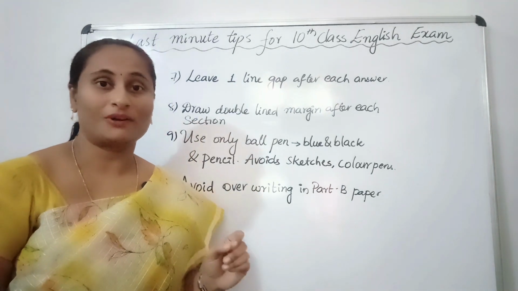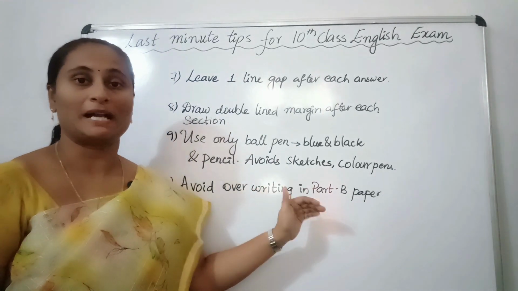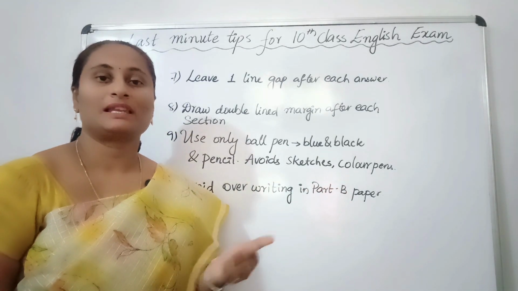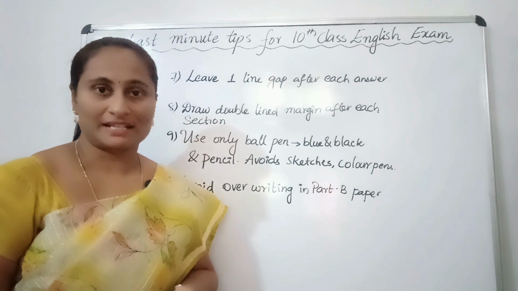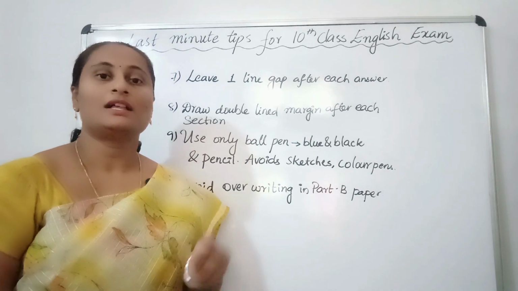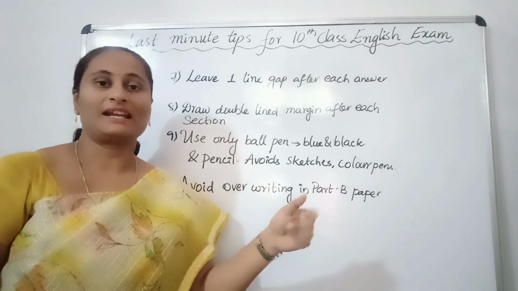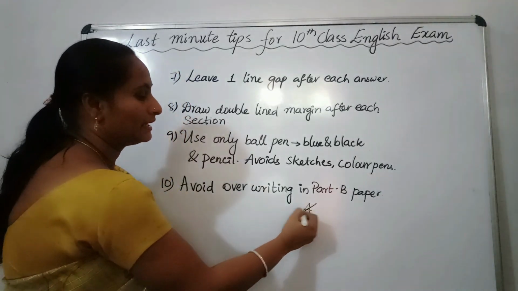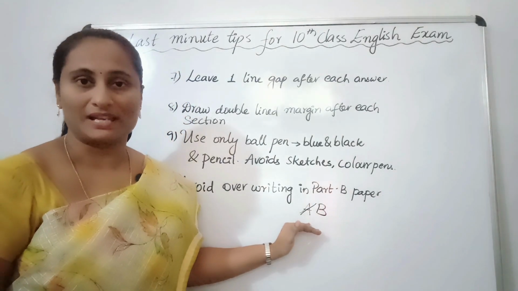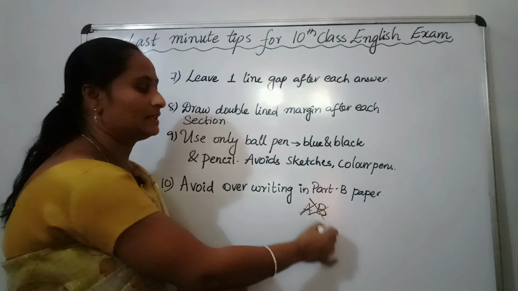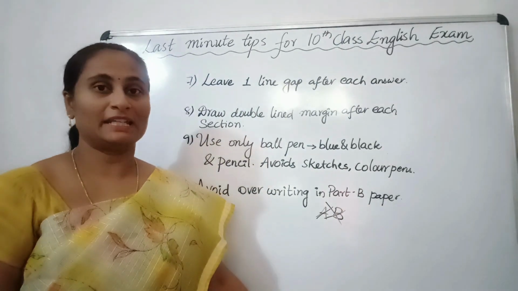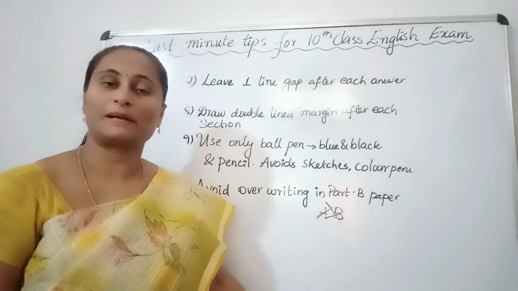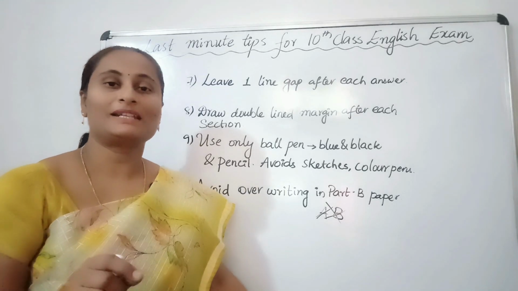Last and very important tip is avoid overwriting in part B paper, because we choose the correct answers mostly in part B, like unseen poems, choose the correct answer, and cloze test, choose the correct answer. If you have written option A, cut that and then write B, that answer is not valid for correction, so you will lose the mark there. So be careful while writing part B paper, and if you have any doubt, first write with a pencil. While tying that part B to the answer sheet, better rub that and write with a pen.